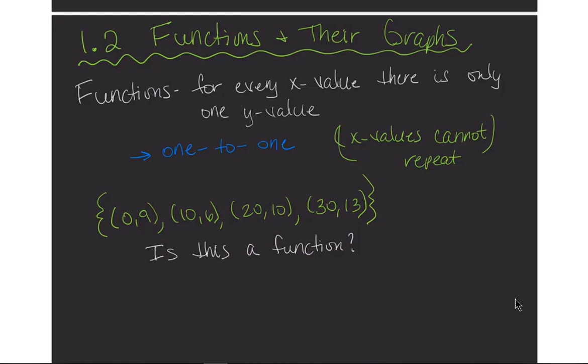Our definition of a function is that for every x value, there's only one y value. So if we look at our x values, what are the x coordinates on these points? 0, 10, 20, and 30. Do they only have one y value for each one of those? Yeah. Does our x repeat? No. So guess what this is? This is a function. So yes, it's a function.